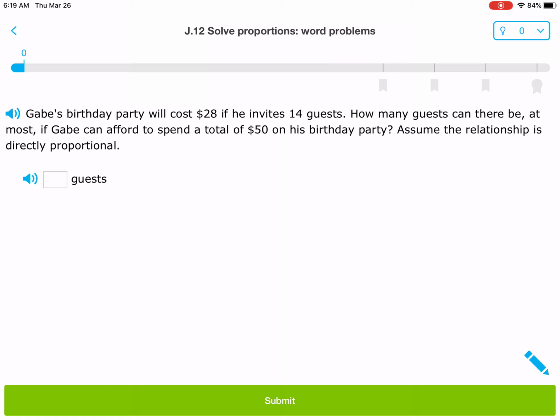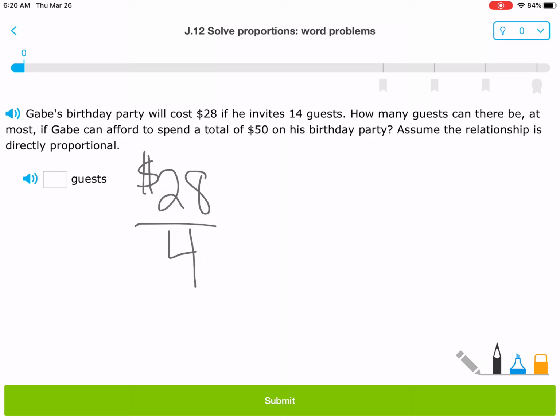It says, Gabe's birthday party will cost $28 if he invites 14 guests. How many guests can there be at most if Gabe can afford to spend a total of $50 on his birthday party? Assume the relationship is directly proportional. So because it's directly proportional, we can set up and solve a proportion. So it costs $28 if he invites 14 guests. He only has $50, so he wants to know how many guests he can invite.